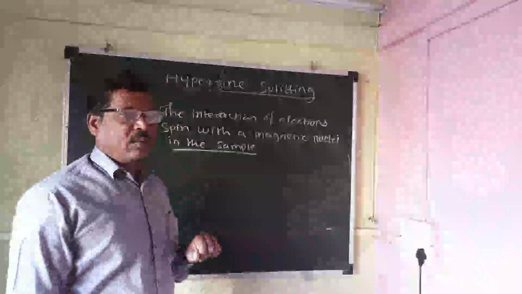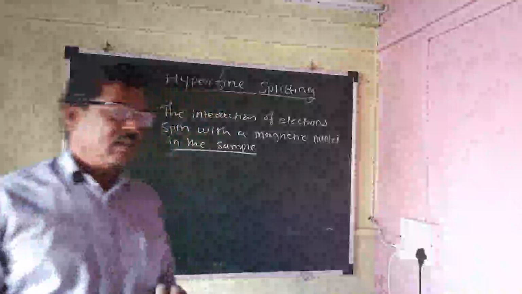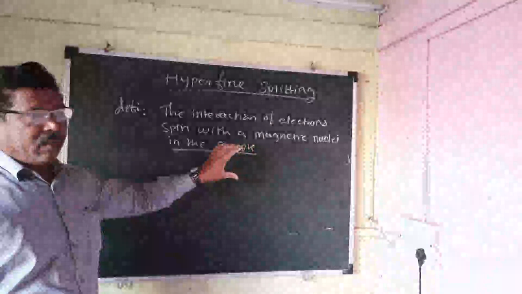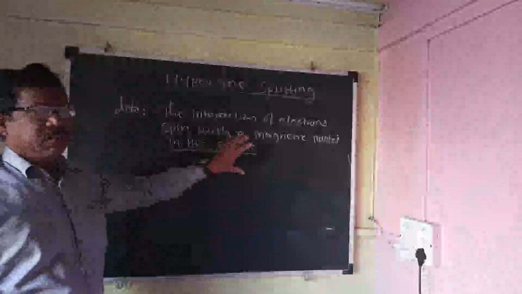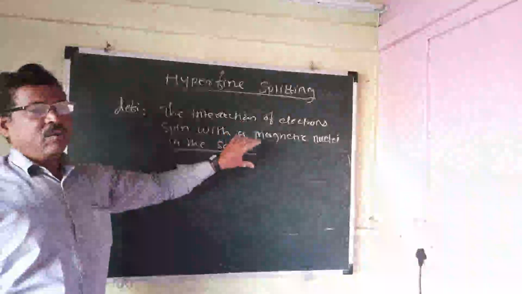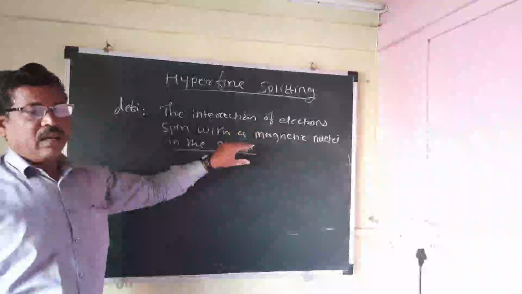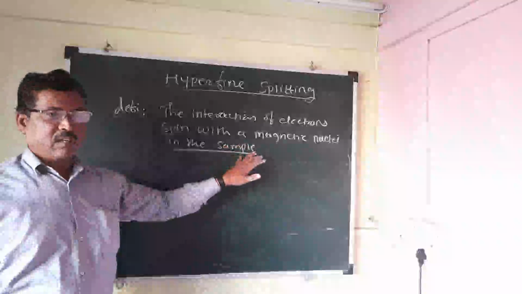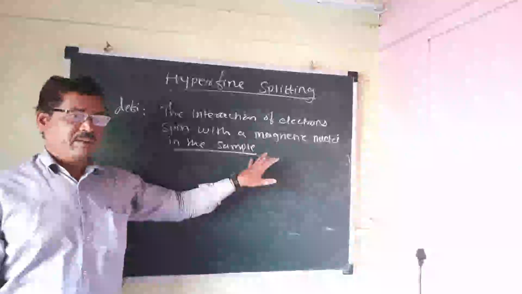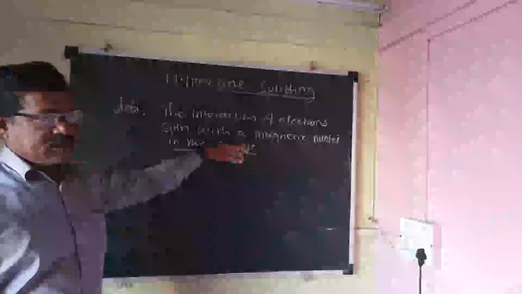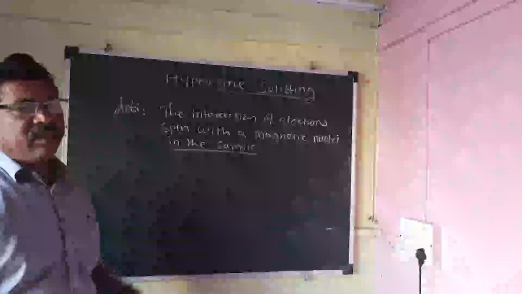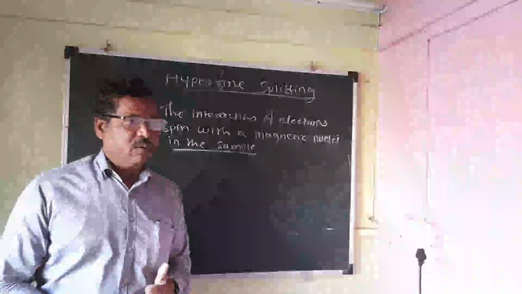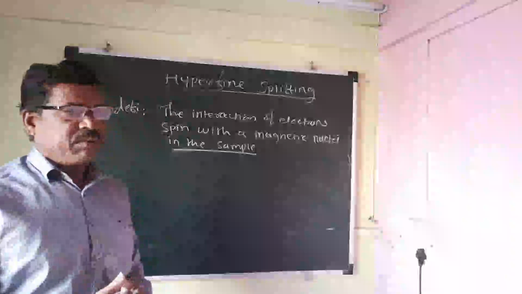Okay. That means in hyperfine splitting, the interaction takes place between the spin of the electron and the spin of the nucleus of the paramagnetic material, the paramagnetic sample. From this definition, this indicates the interaction of electron spin with magnetic nuclei in the sample.